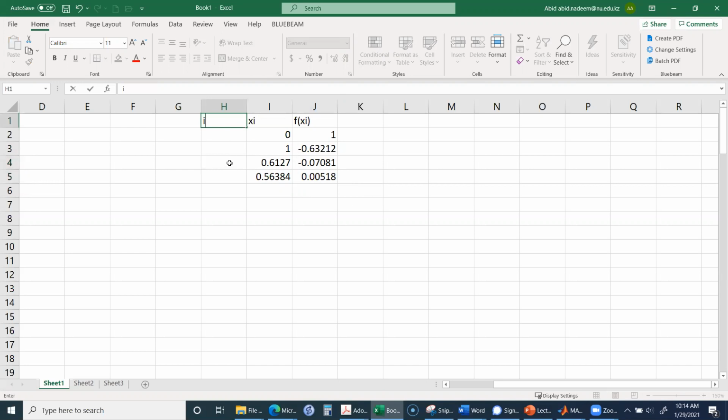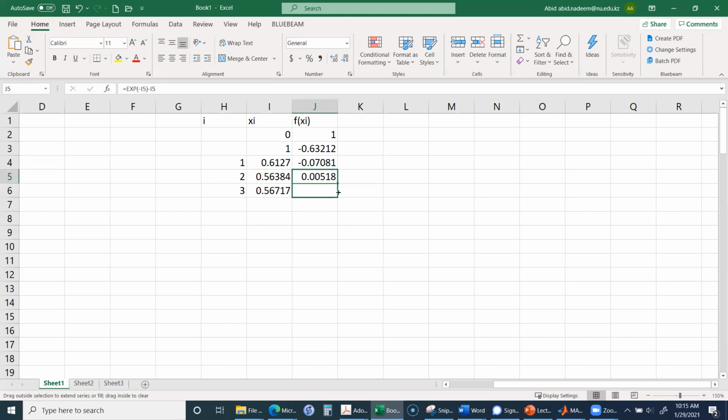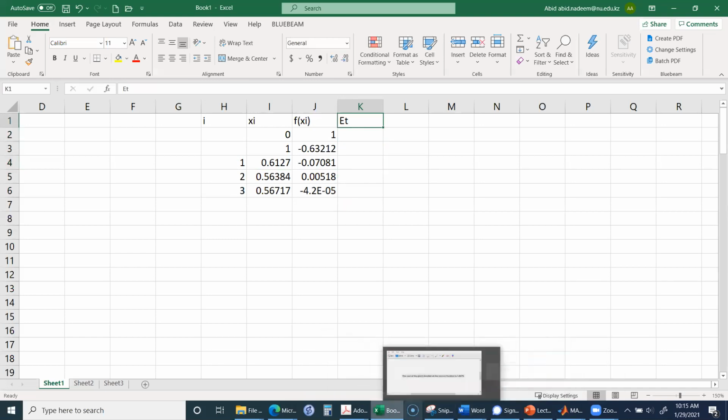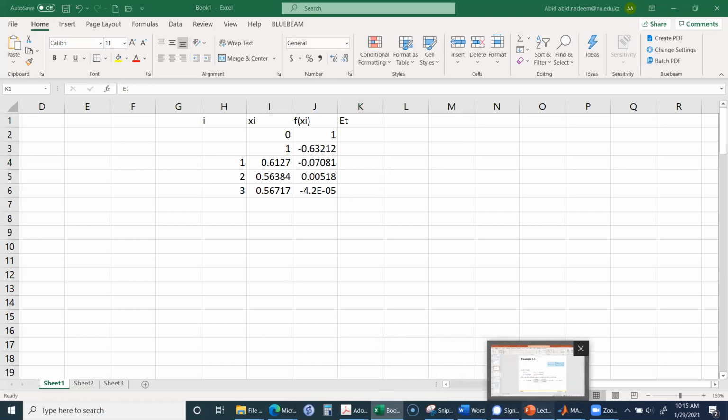That means the first iteration is here, the second iteration is here, and then the third iteration. So I check it again, and now I get this. You can see that f of x is very close to 0 now. So what is the true percentage error? For this we need to find the true value. We already found it several times before. Let me note it down.